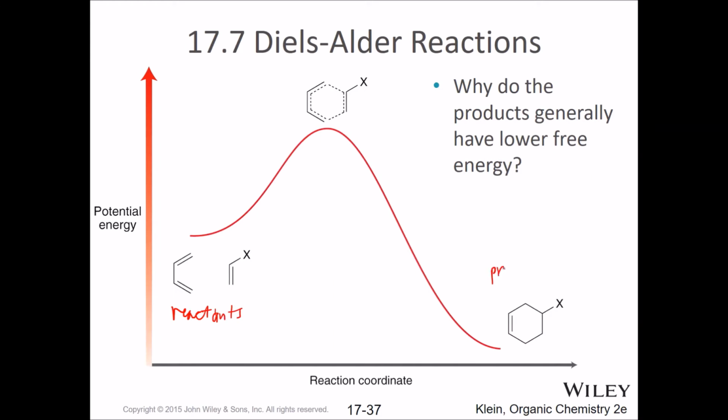Here's your products, or in this case, product. And your transition state is here. That's a good transition state. All right. So you know what these are.